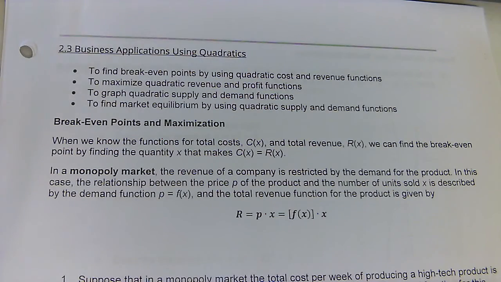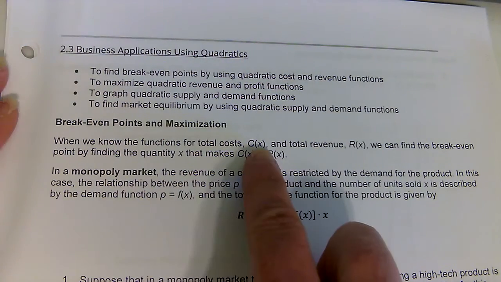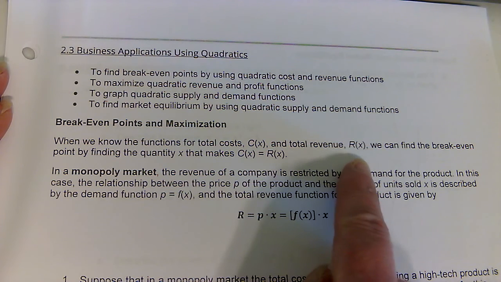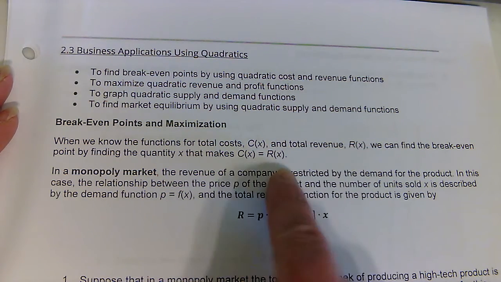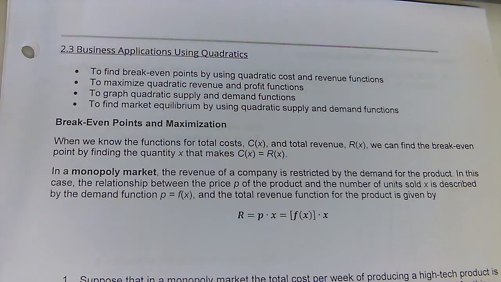When we know that the function for total cost is C of x and total revenue is R of x, we can find the break-even point for figuring out when the cost equals the revenue. So how much you're spending equals how much you're bringing in. It makes sense.